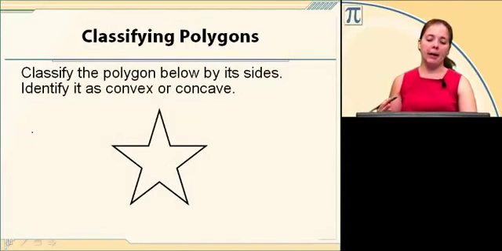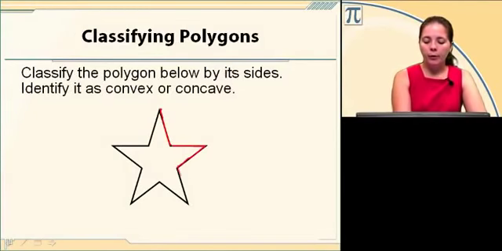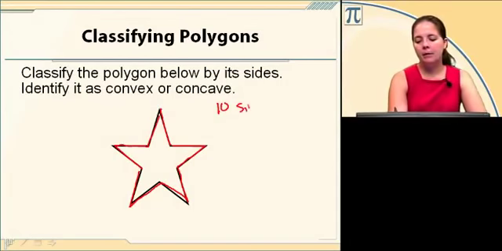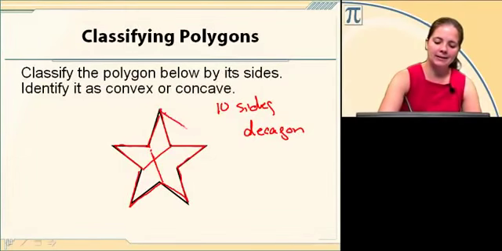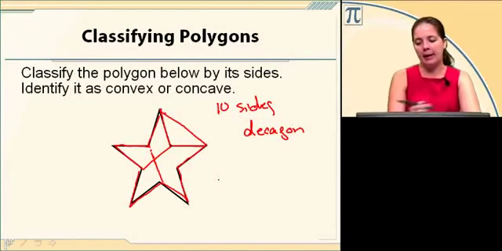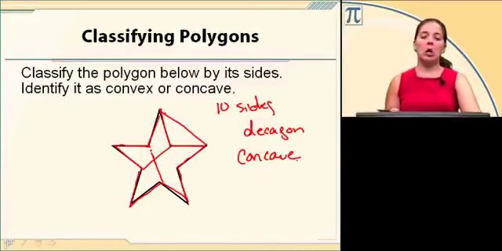All right, we're going to classify the polygon by the number of sides and then identify it as convex or concave. So this star here has 1, 2, 3, 4, 5, 6, 7, 8, 9, 10 sides. And if it has 10 sides, that means it is a decagon. And even though I have some diagonals on the inside, since at least part of one is on the outside, this is concave. So it's a concave decagon.